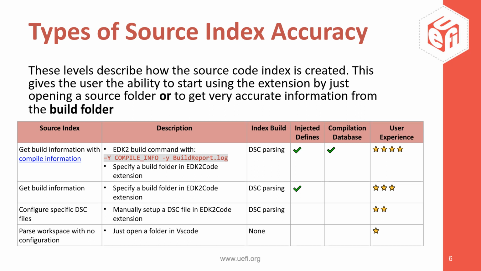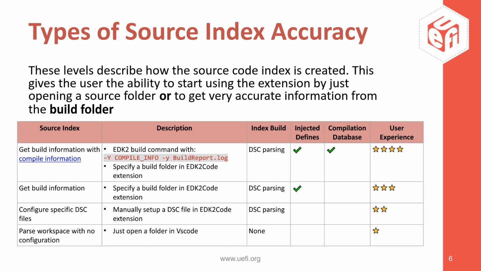This is a parameter in the EDK2 build command that I added in the middle of last year. So we currently have the support for the build report, that is the -y in lowercase. But if you add the -Y in uppercase, compile info, as part of the build process, it will generate a list of files with all the files that were compiled in your project, and it will generate the list of compile commands that your project used for the compilation. And the extension consumes those files.